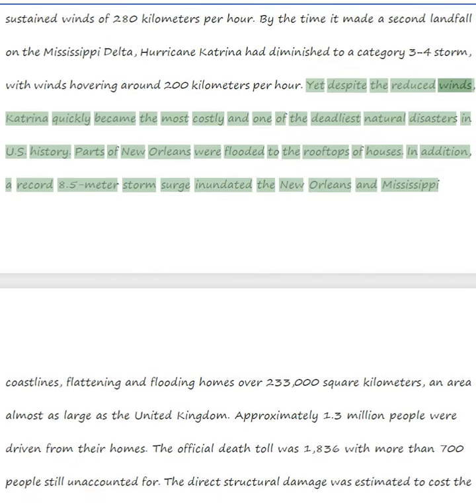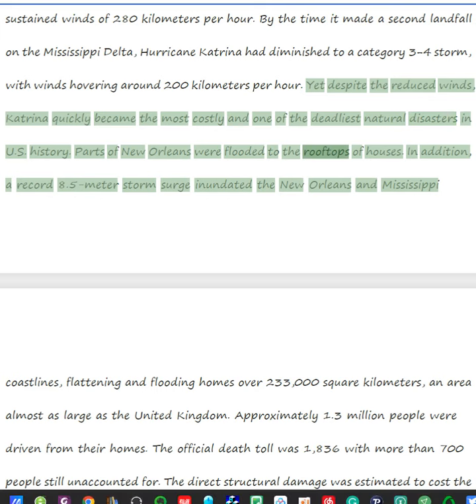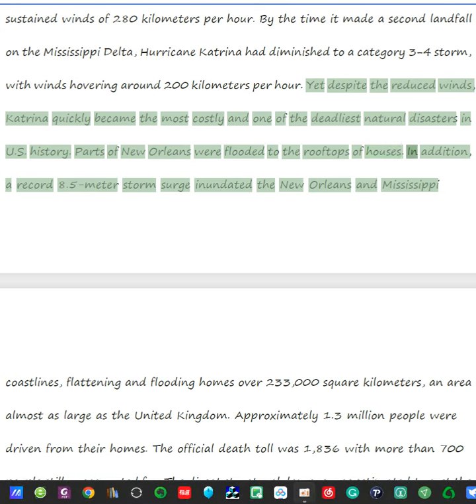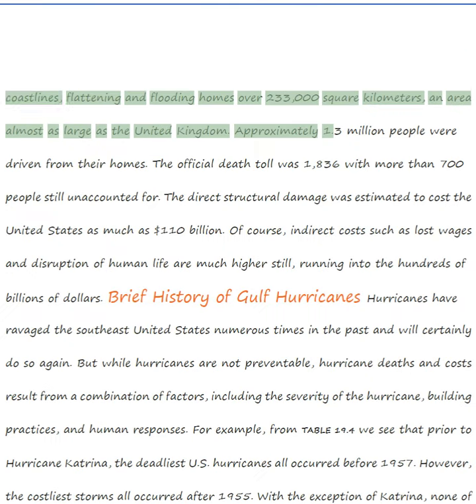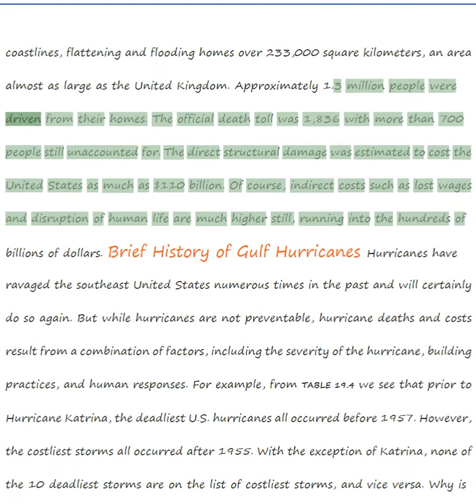Yet despite the reduced winds, Katrina quickly became the most costly and one of the deadliest natural disasters in U.S. history. Parts of New Orleans were flooded to the rooftops of houses. In addition, a record 8.5-meter storm surge inundated the New Orleans and Mississippi coastlines, flattening and flooding homes over 233,000 square kilometers, an area almost as large as the United Kingdom. Approximately 1.3 million people were driven from their homes.